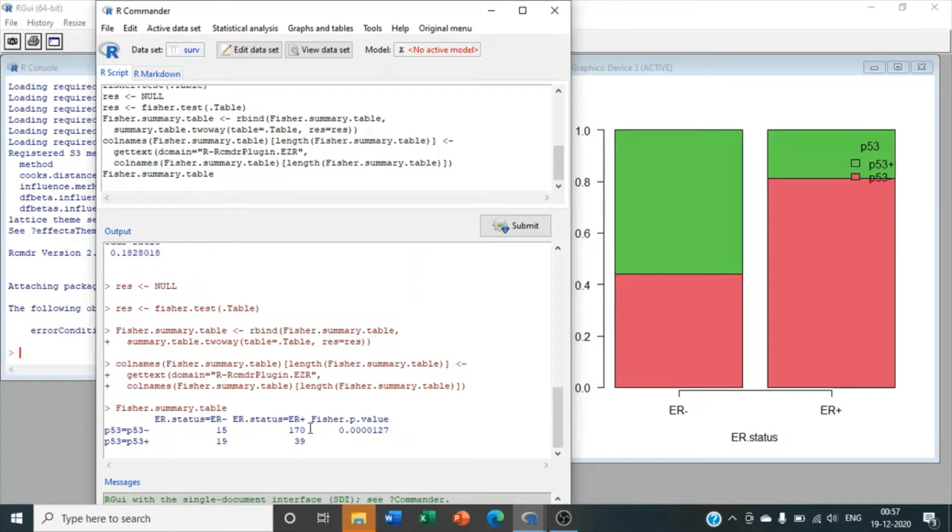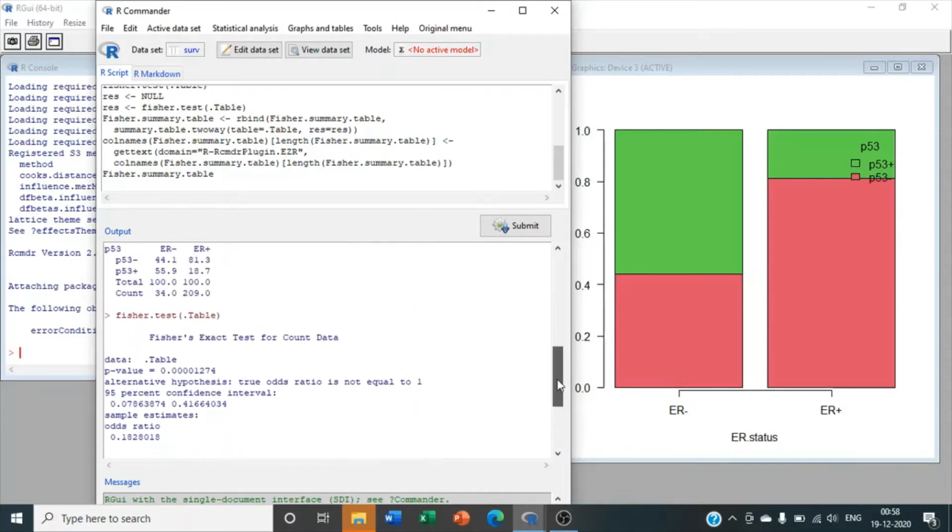The number of ER positive patients is far greater, 209 over here, of which 39, which is less than 20%, is actually p53 mutant. And the difference in proportions, we can say, is statistically significant at an alpha of 0.05. It is statistically significant even at an alpha of 0.01, simply because the p-value over here, 0.00000127, is far lesser than 0.01.